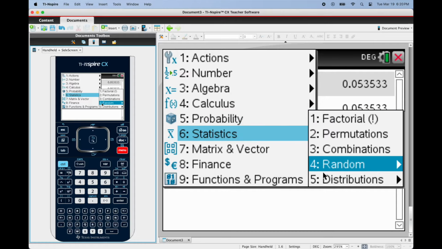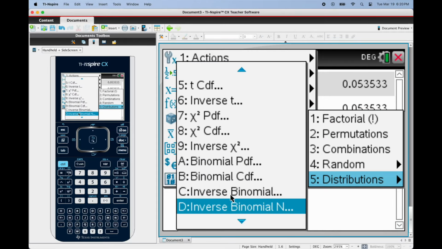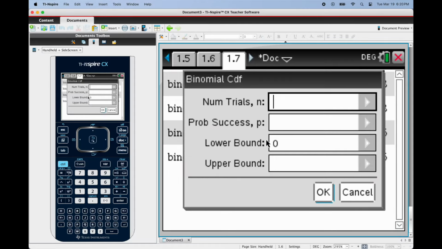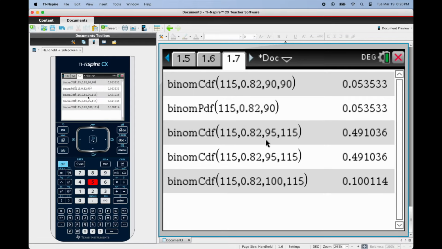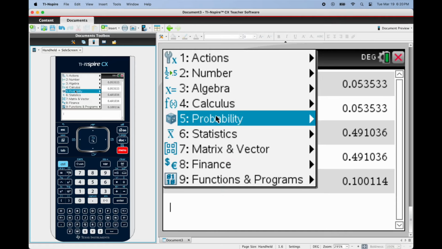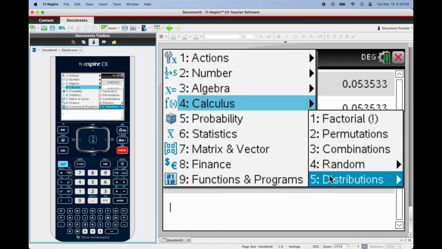Okay, so distributions, BinomCdf, again, 115 trials, 0.82, lower bound. Let's ask the question of, okay, what's the chance that we cure 100 patients out of 115? And here it's only 10% chance, so we've overshot the mark. It's a little too optimistic. So it's between 95 and 100.